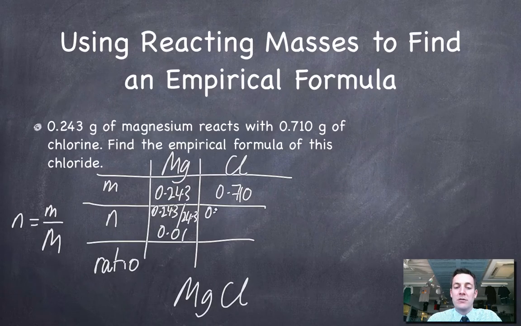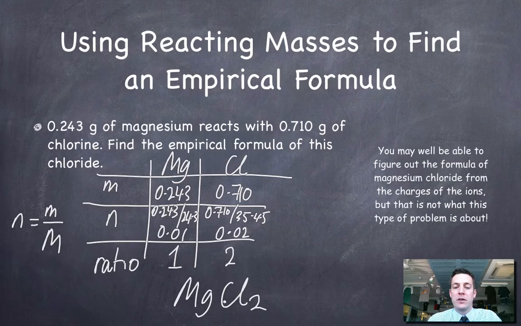If I divide 0.710 by the molar mass of chlorine, remember this is the molar mass of chlorine atoms, not chlorine molecules, so 35.45, that would be 0.02, precisely 0.02, but to the same number of significant figures as that one, it's 0.02. So the whole number ratio is 1 to 2. And so the formula of this chloride is magnesium 1, but we don't write ones, and chlorine 2. So that's the formula of this chloride that we were asked to find in the question.